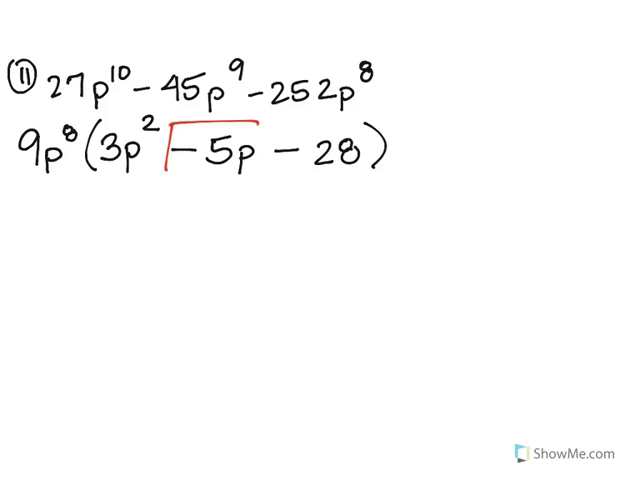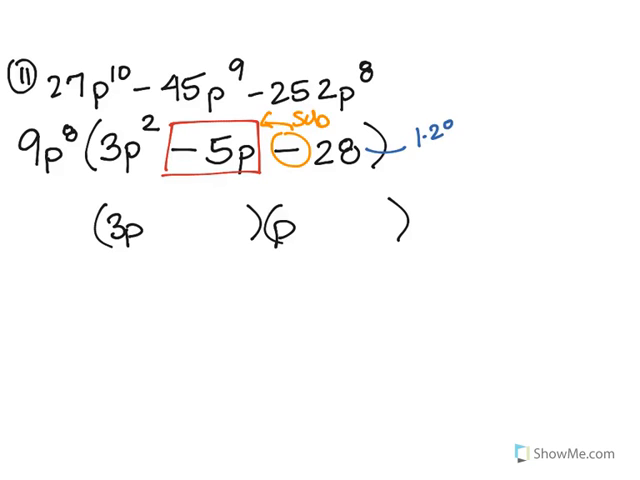So we're trying to get this negative 5p. And we are subtracting. So I'm going to do my 2 parentheses. Now in the front, I can't have anything but a 3p and a 1p. But with 28, we know we got 1 and 28, 2 and 14, and 4 and 7. So we're trying to subtract and get 5. So I'm going to use 4 and 7. So I'm going to put 4 here, 7 there.